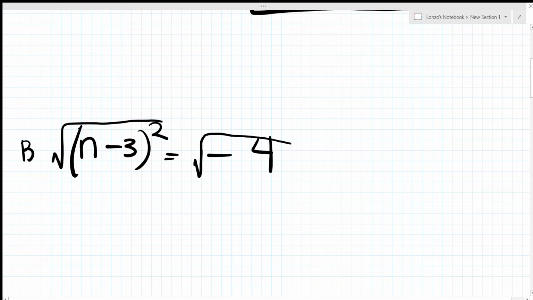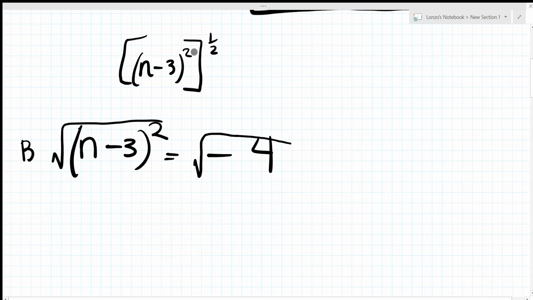You're probably asking, if you ever get curious, why is it that when you take the square root of a square, it just cancels? The reason is you can rewrite it as (n minus 3) squared, and the square root is equivalent to raising it to the 1/2 power. When you raise a power to a power, you multiply the exponents, so 2 times 1/2 leaves you with 1. That's how you get n minus 3 to the first power, in case you ever get confused. So when you take the square root of this, you get n minus 3.